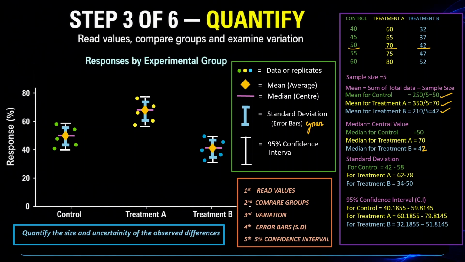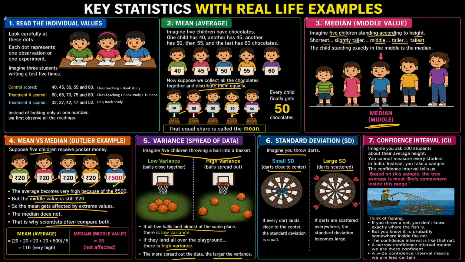Now at the last, confidence interval. Now look at the white error bars. This represents the 95% confidence interval or 95% CI. Imagine you ask 100 students about their average height. You cannot measure every student in India. Instead, you take a sample. The confidence interval tells us, based on this sample, the true average is most likely somewhere inside the range. Think of fishing. If you throw a net, you do not know exactly where the fish is, but you know it is probably somewhere inside the net. The confidence interval is like that net.